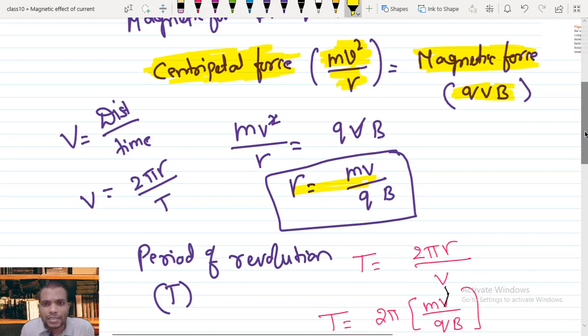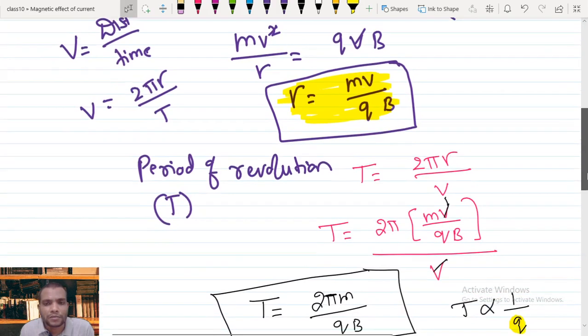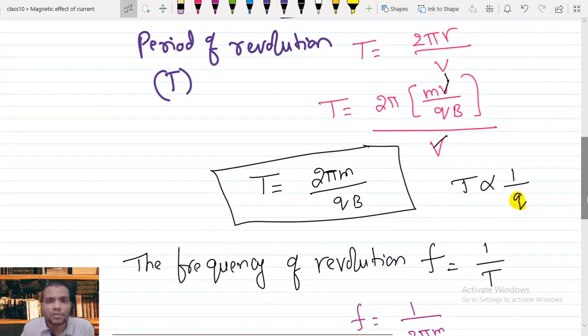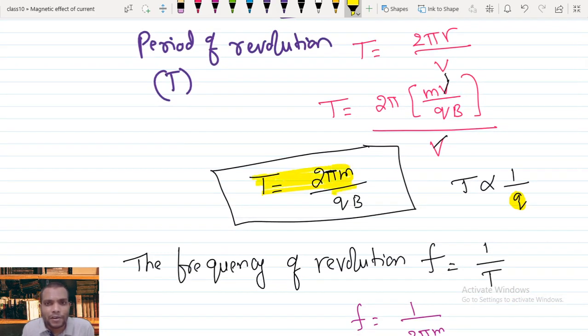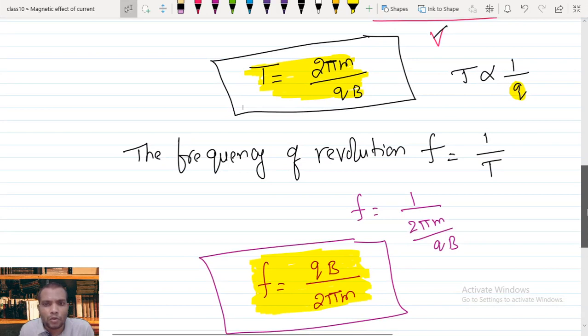Now the radius of the circle depends purely on the mass of the charged particle and its velocity, and it is inversely proportional to the charge of the particle and the strength of the magnetic field. After that we express the time period of revolution. The period of revolution T equals 2 pi m upon qB, and the same we express in terms of frequency. The number of revolutions in a given second is known as frequency. The frequency equals qB upon 2 pi m.